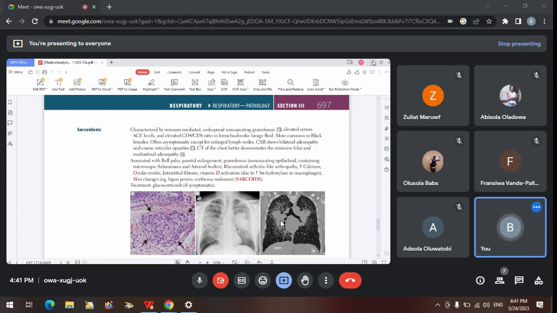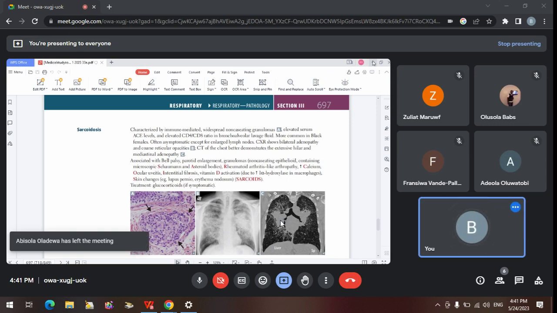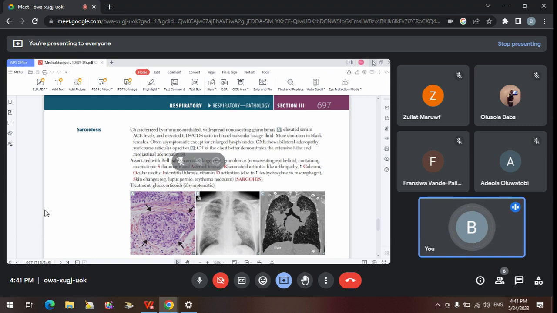Okay, so is this clear to us? And also for epidemiological reasons, it's common in black females. That's just for epidemiology. Do you have any question on sarcoidosis?